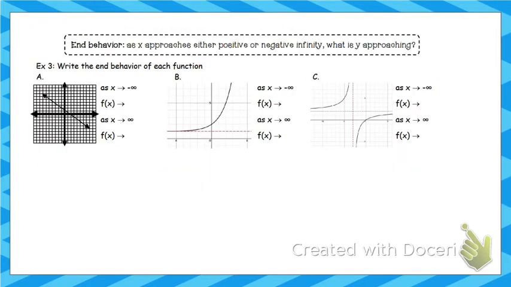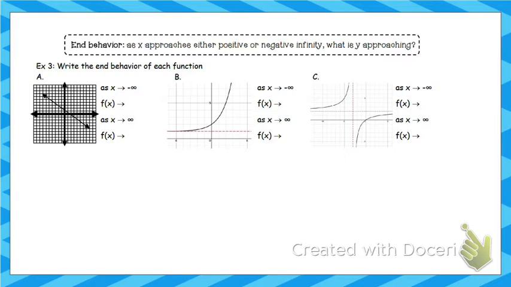All right, so some other vocab you did in Algebra 2 was end behavior. Okay, so for end behavior, we had two statements. As x approaches negative infinity, f of x does something. And as x approaches positive infinity, f of x does something. So let's start with the first one.